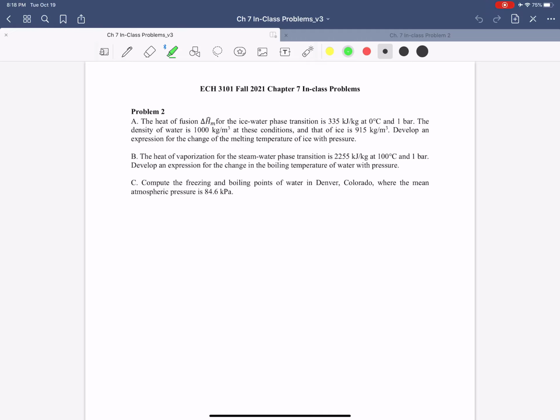And we're told that the heat of fusion, or the enthalpy of melting, has a value of 335 kilojoules per kilogram at a temperature of 0 degrees Celsius and a pressure of 1 bar. We're also told the densities of water and ice. And what this problem wants us to do is develop an expression that relates the melting temperature of ice with that of pressure. Okay? And so it's a fairly straightforward premise.